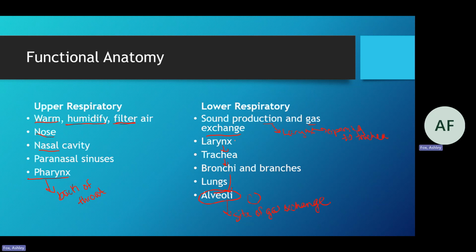All the other parts, so this makes sound, the larynx, this is just pipe to get the air down to the alveoli. Same thing, pipe, get air down to the alveoli. So these are just transport until we get to where the respiration actually occurs. So the site of gas exchange, and you can say the site of external respiration.